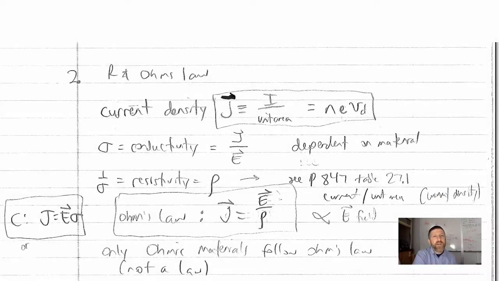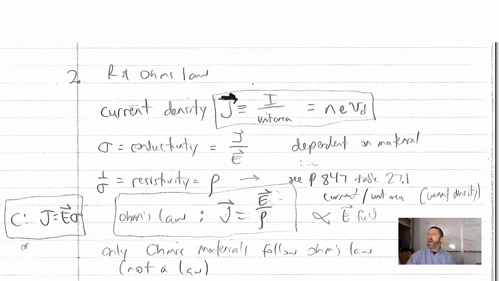Ohm's law. To understand Ohm's law, we have to understand current density. Current density is a vector. We use the symbol J. It is a vector, and it is the current per unit area. So it's the amount of charge per second, but divided by how much area it's going through.